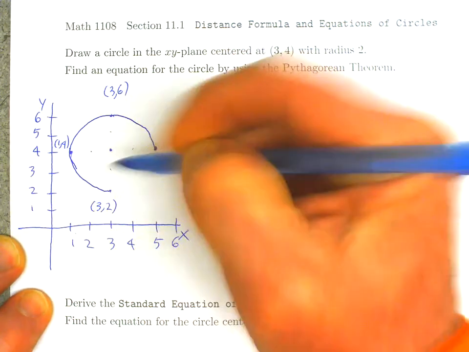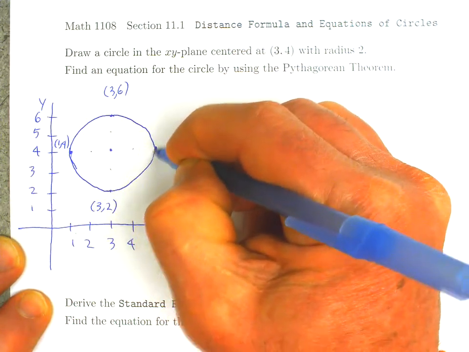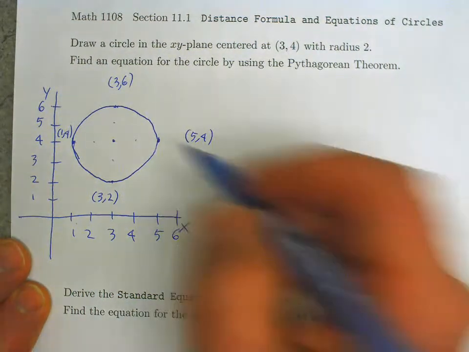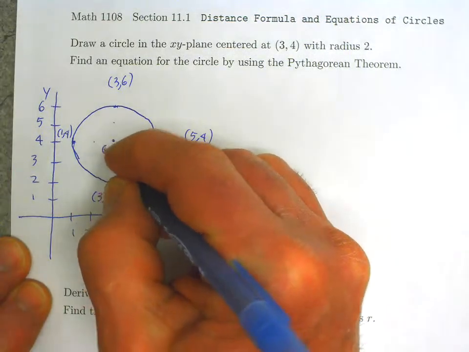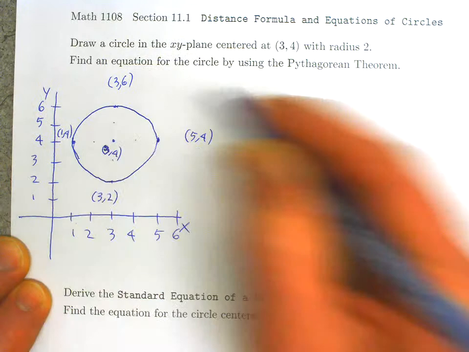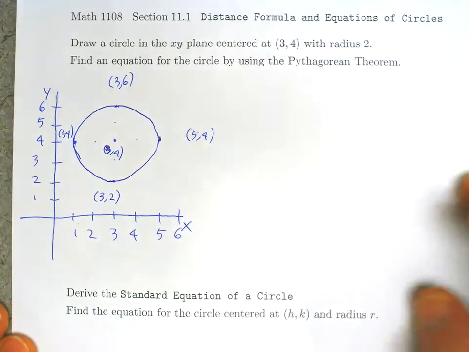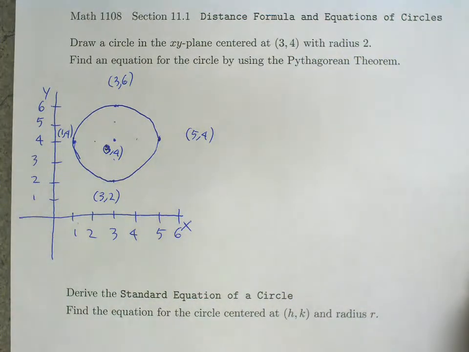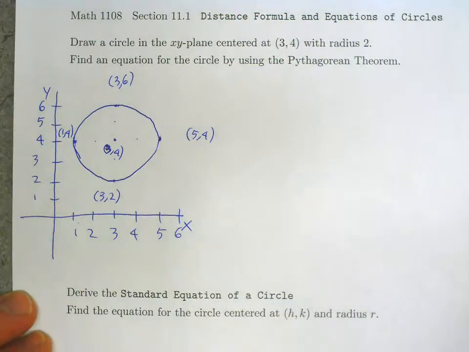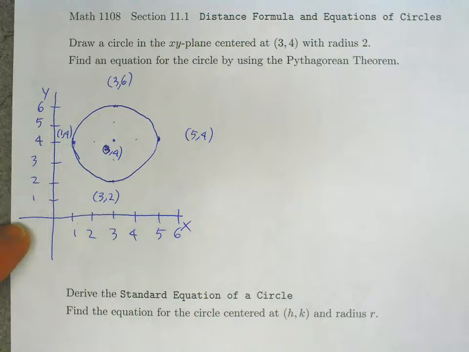I'm sure you can do better at drawing circles, but anyway. Okay, and then the center, I'll label the center 3, 4, if you can read that. Okay, so this says find an equation for the circle by using the Pythagorean theorem.